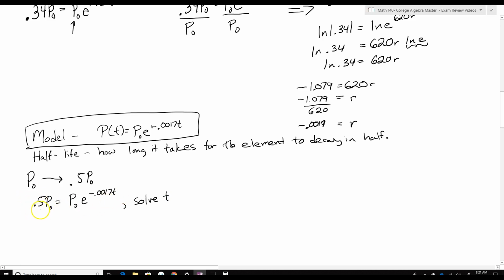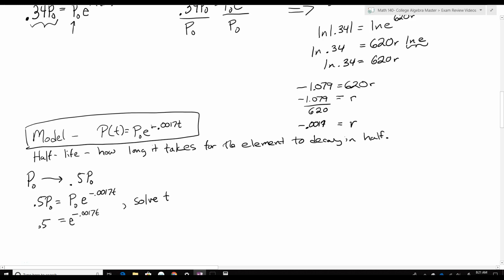If I've asked for the half-life, notice in the last case that I took 0.34 P naught and divided it by P naught, so I ended up with just 0.34. I'm going to do the same thing here. I'm going to divide by P naught, so I end up with just 0.5 equals e to the negative 0.0017 t. And it turns out that that's just fine.